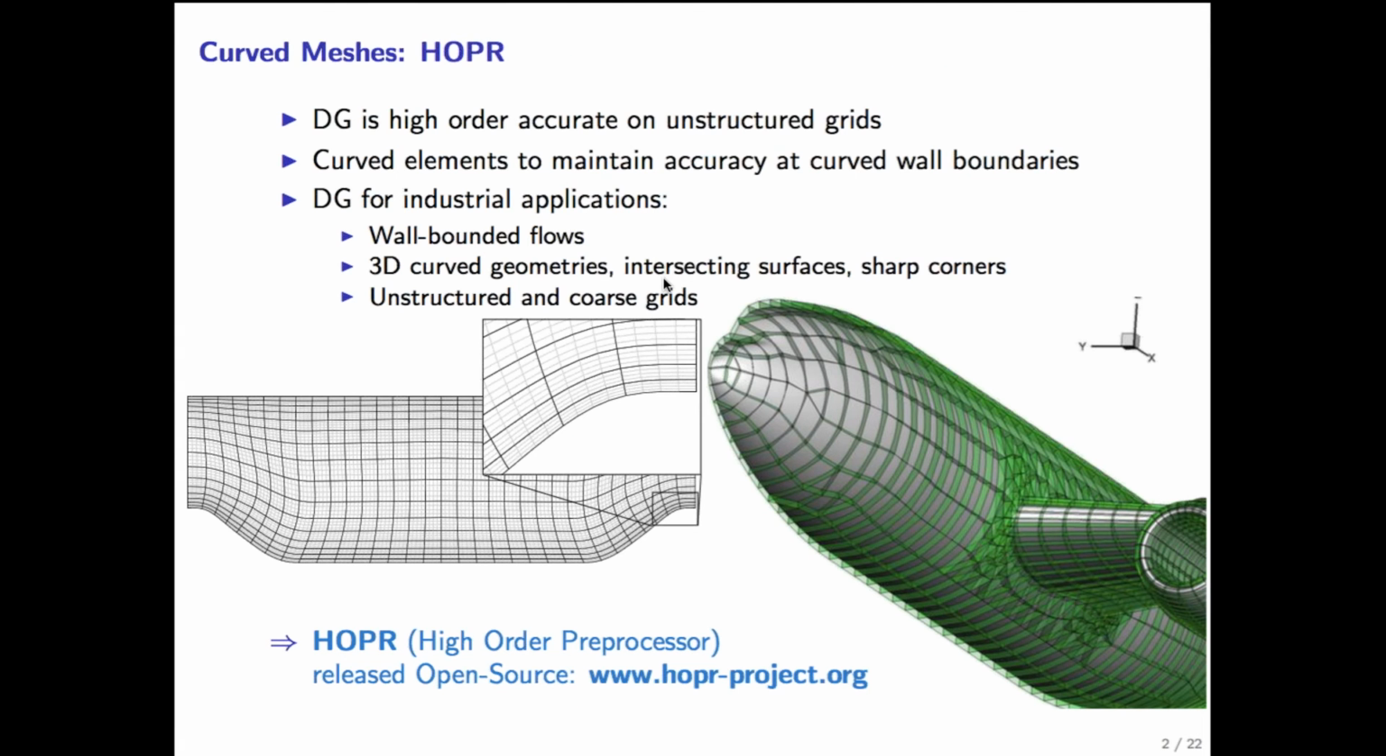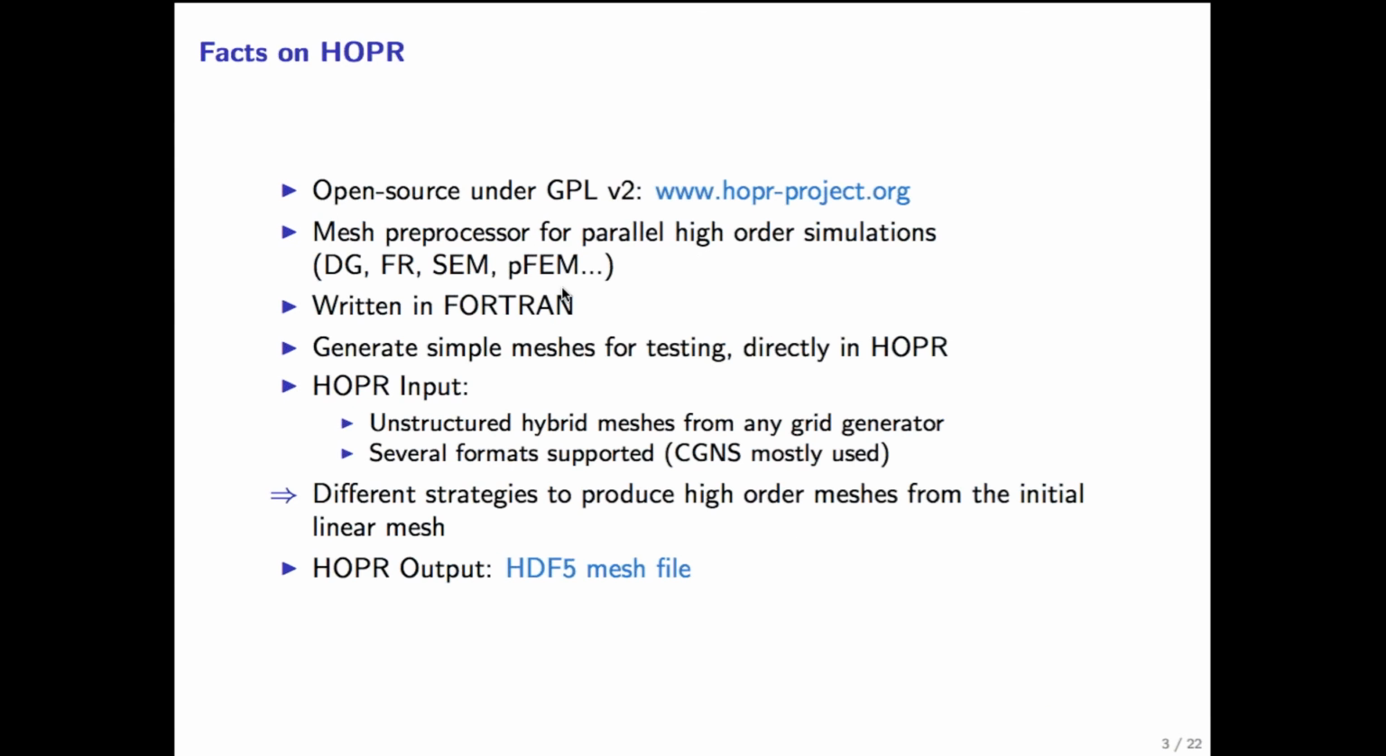So we are doing discontinuous Galerkin methods, and we know that they are high-order accurate on unstructured grids. But once you have a curved wall boundary, you need to maintain this accuracy using curved elements. And we're interested in discontinuous Galerkin for industrial applications, so wall-bounded flows, 3D geometries, and unstructured and coarse grids. And that's why we developed HOPR, and it's already released open source.